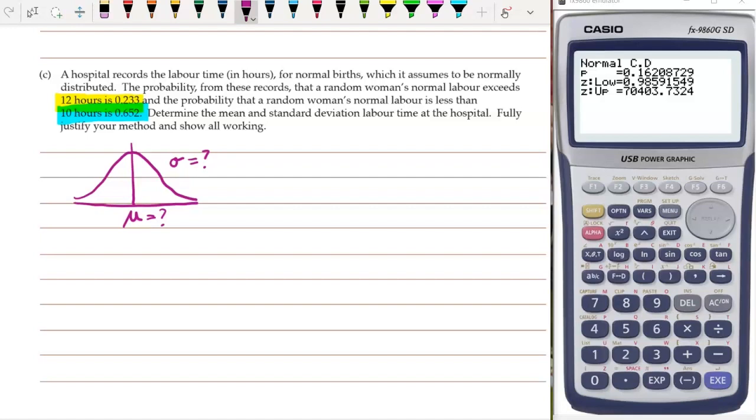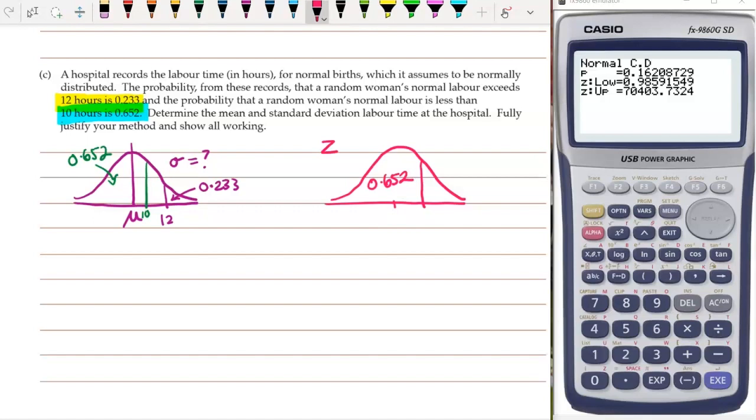What we do know is that being more than 12 hours, so if we pop a 12 in there, that proportion will be 0.233. And less than 10, if we pop 10 in here, this proportion on all of this shaded bit here up to the 10 will be 0.652. Okay, now we need to use the Z curve to compare what happens on there and match it. So on the Z curve, to get a value in here that goes to 0.652, let's take off that mean line for a second. We'll just pop the mean there.